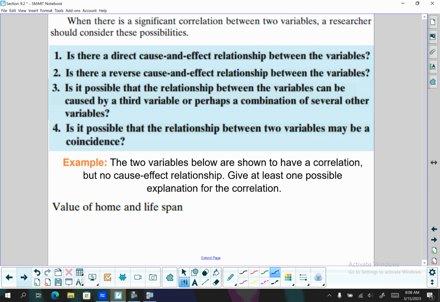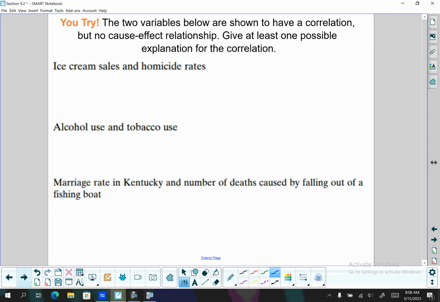Make sense? Okay, so the last three problems are yours to discuss with your friends. See if you can find a reason that there could be a relationship. And when we say relationship, both could increase at the same time, or one could go up and the other could go down. It could be a negative correlation. So you're discussing amongst yourselves, and then we're going to share out.